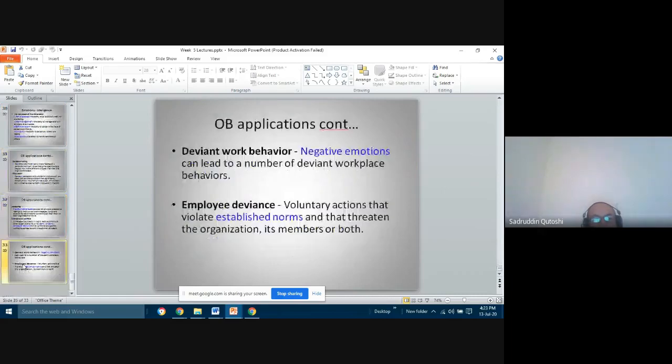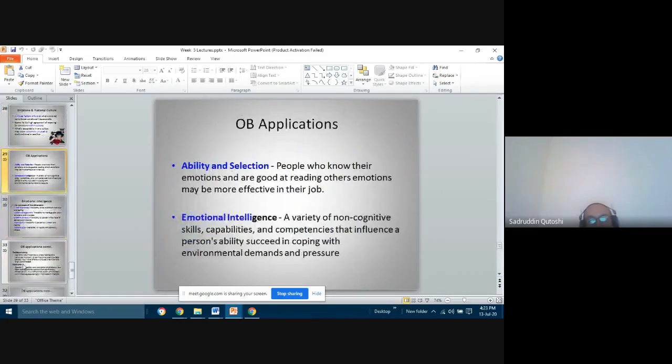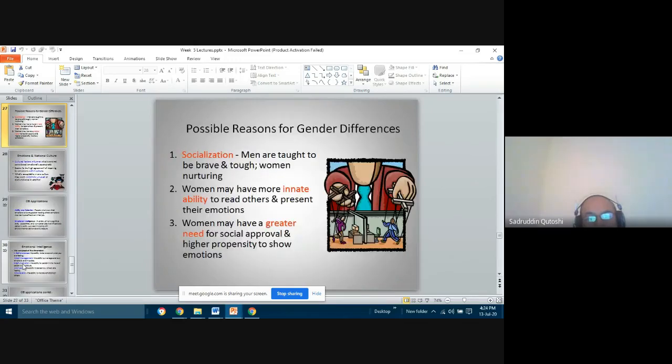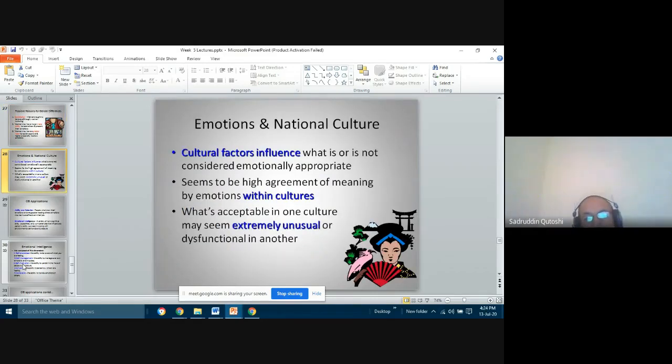Another point that we need to discuss here is organizational behavior and its applications. What are the applications of organizational behavior? That is ability and selection. People who know their emotions and are good at reading others' emotions may be more effective in their job. So the question is why we need to understand emotions of individuals and the factors which directly or indirectly influence emotion of the people. Whether women are good for the organization or bad, or men, all of this depends upon the applications.